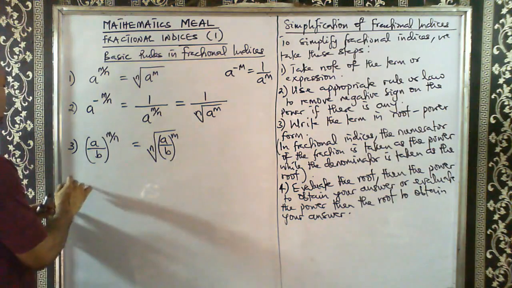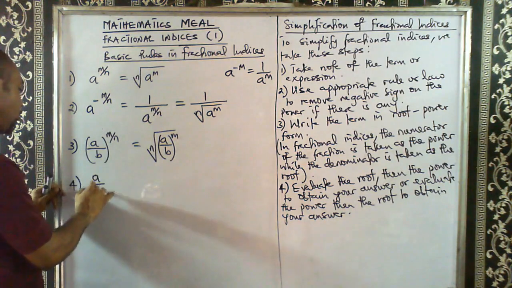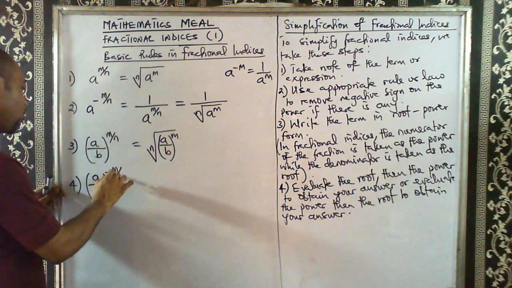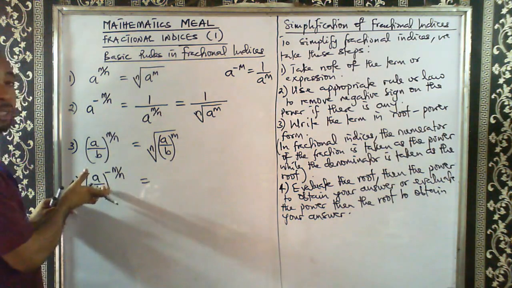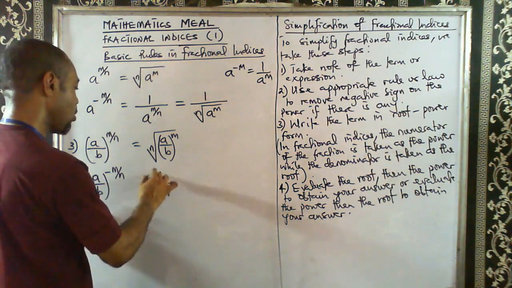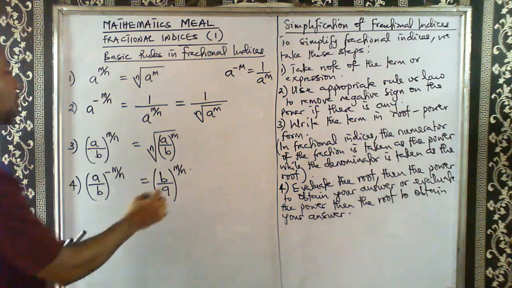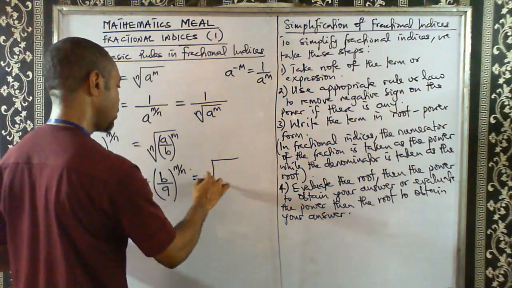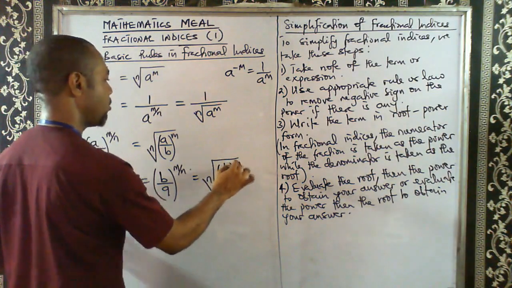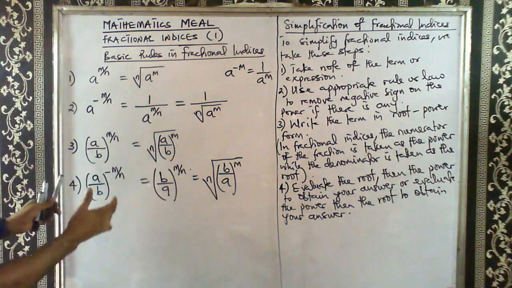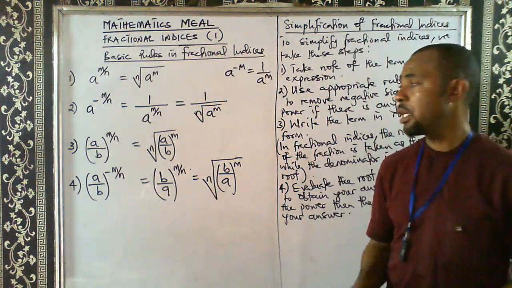So the fourth one is when the fractional power has a negative sign. So if I have (a over b) raised to power minus m over n, what we do is to turn the fraction upside down. Remember, not the power but the base. So this will become (b over a), all raised to power m over n, just to remove this negative sign. And then we move further to say the n-th root of b over a, raised to power m. Okay, so these 4 rules are very important in handling fractional indices.